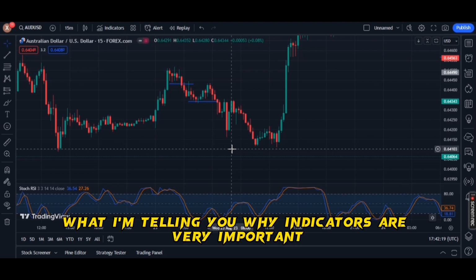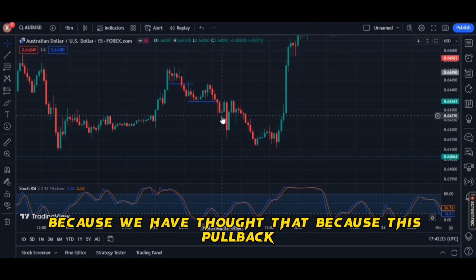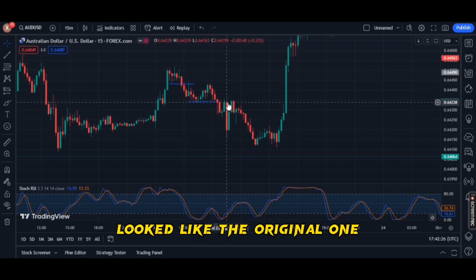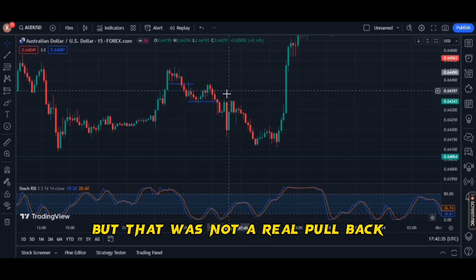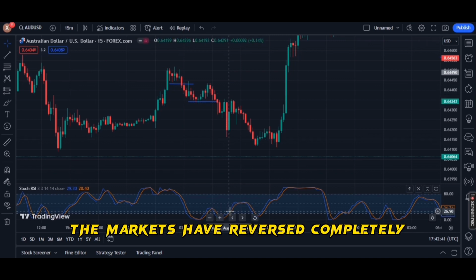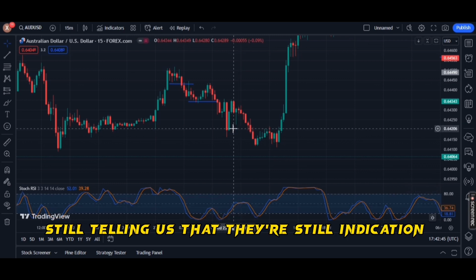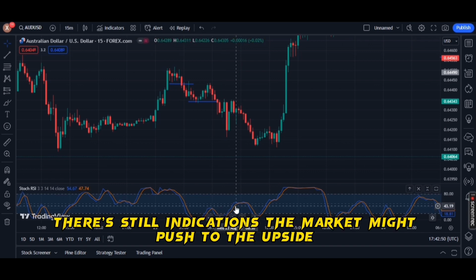Why indicators are very important. A lot of traders will have gotten in here because this pullback looked like the original one, somewhere around here, but that was not the real pullback, because the stochastic oscillator told us that the market had not reversed completely. It's still an indication the market might push to the upside.